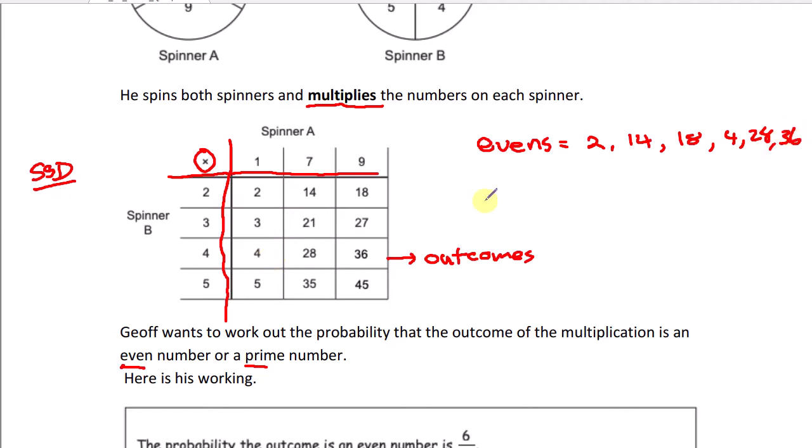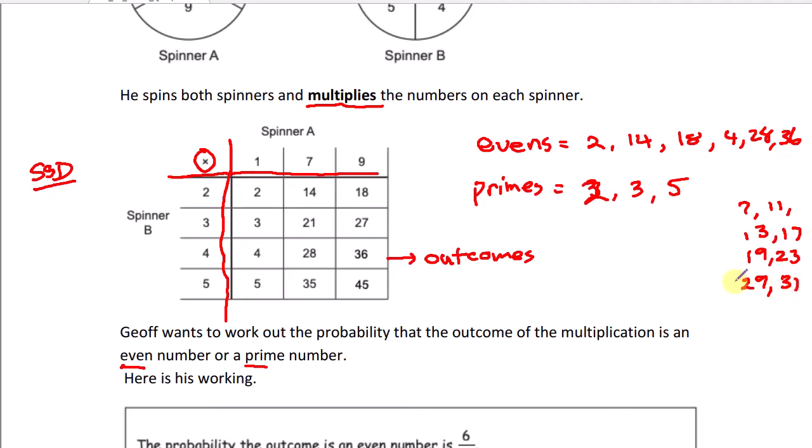We then look down and think of the primes. Which primes are there? Well, primes go 2, 3, 5. Next one's a 7, 11, 13, 17, 19, 23, 29, 31, 37, 41.